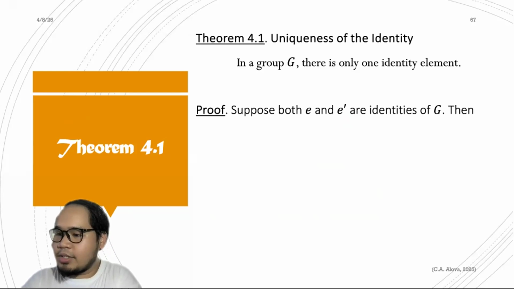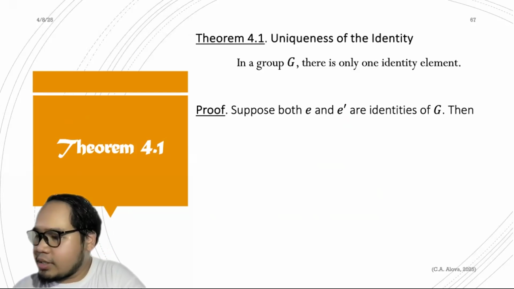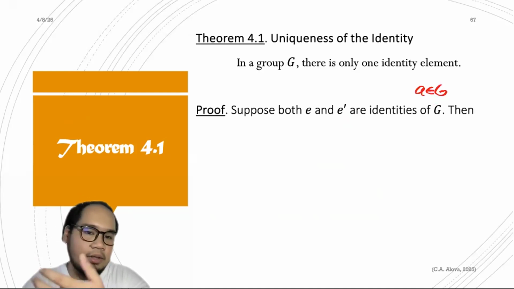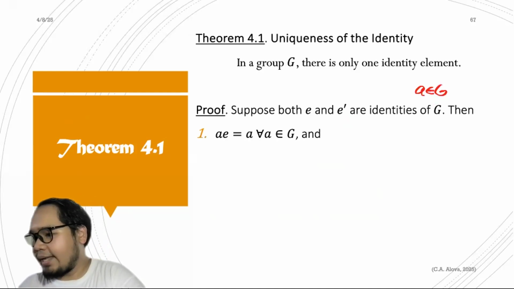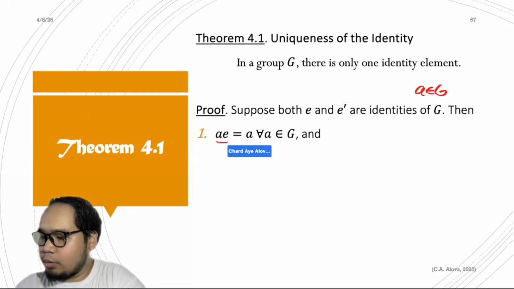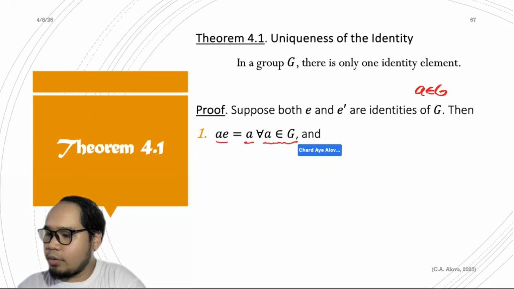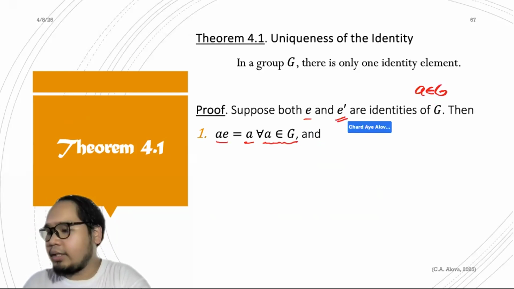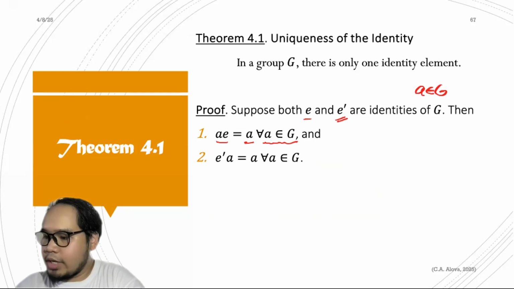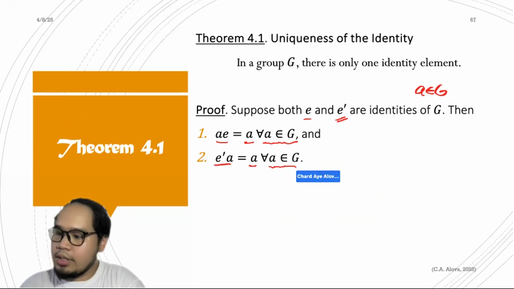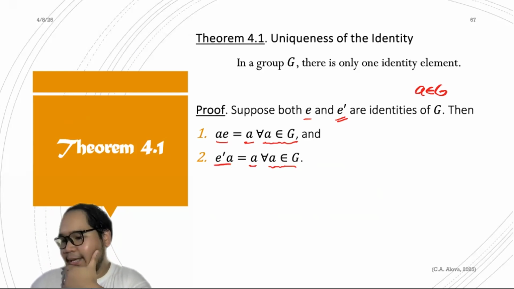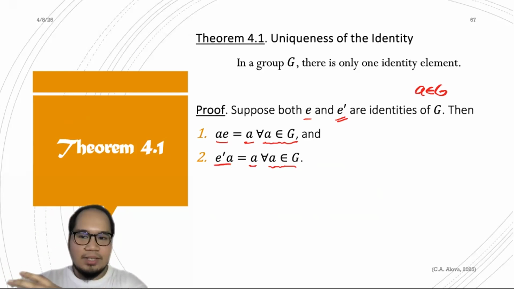So in this case, let's take a single element from G. Say we take an A in G. Since E is an identity of G, we can say that A times E is equal to A for all elements A in G. And also, since E prime is an identity in G, we can also state that E prime times A is equal to A for all A in G. So what we want to show is an argument that, towards the end, E equals E prime.